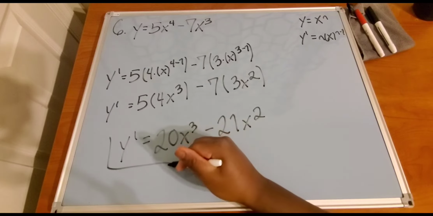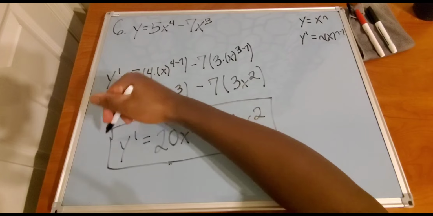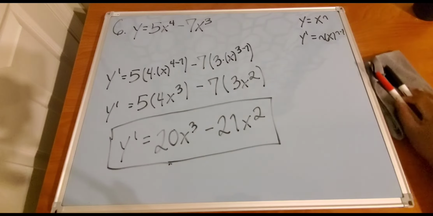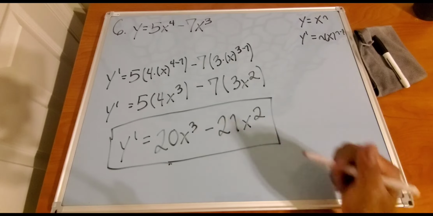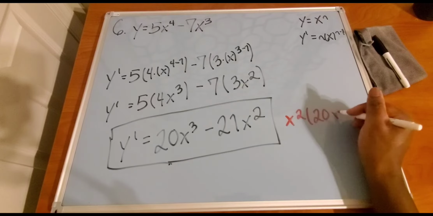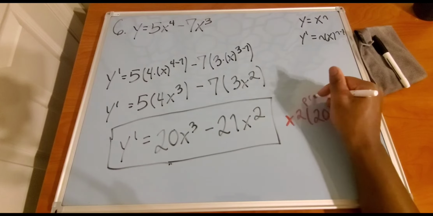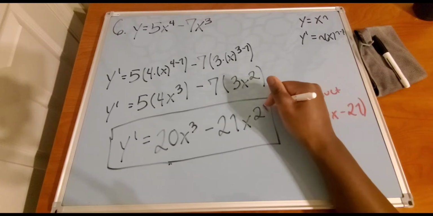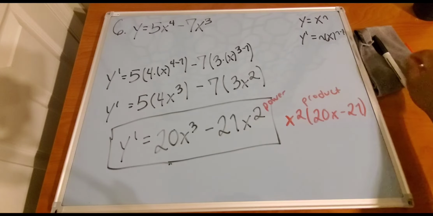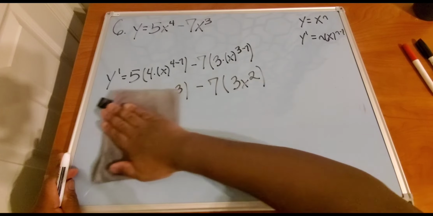You can pull out an x squared. I wouldn't, because you could use power rule to find the second derivative here. If you pull out an x squared, you've played yourself and you need to use product rule. The product rule is not bad, but it is a little bit lengthier. In case you're wondering what that would look like, it would look like x squared times 20x minus 21. But this is a product rule. So this is product. This is power. So that's a matter of preference. If you want to practice, you can always do that using product rule. But that's question number 6.